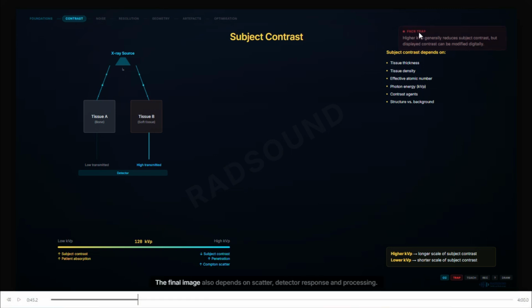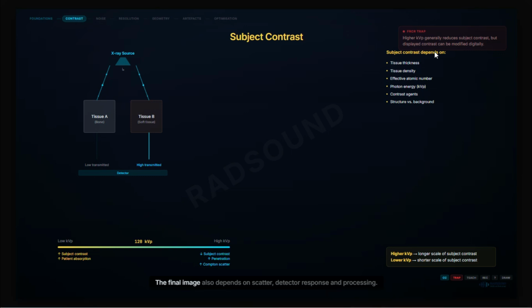The main trap for the FRCR exam, you remember: high kVp will decrease subject contrast, but displayed contrast is not related to the high kVp. Why? Because displayed contrast mostly depends on the windowing, window width and window level. That's the next part of the contrast.